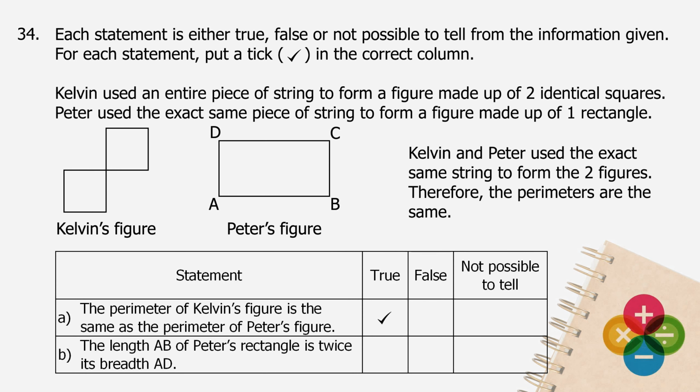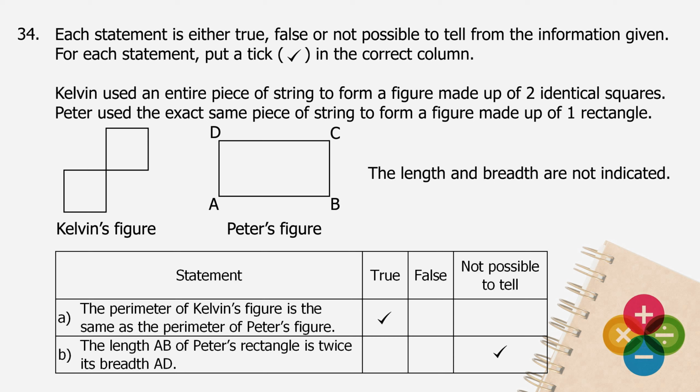Kelvin and Peter used the exact same string to form the two figures. Therefore, the perimeters are the same. The perimeter of Kelvin's figure is the same as the perimeter of Peter's figure, is true. The length and breadth are not indicated. The length, AB, of Peter's rectangle, is twice its breadth, AD, is not possible to tell.